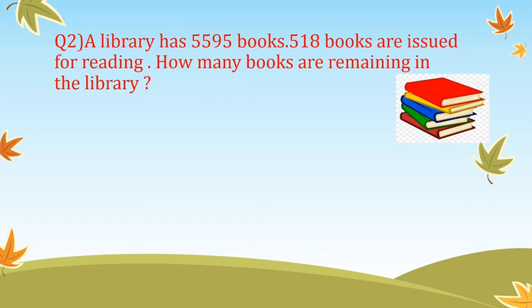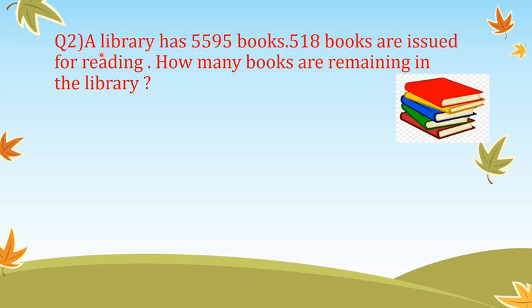Let's take another example. The question here is, a library has 5,595 books. 518 books are issued for reading. How many books are remaining in the library? Now here, every time you are not going to keep circling, keep underlining. Now you have to frame the strategy in your mind. Now here it says how many books are remaining in the library.